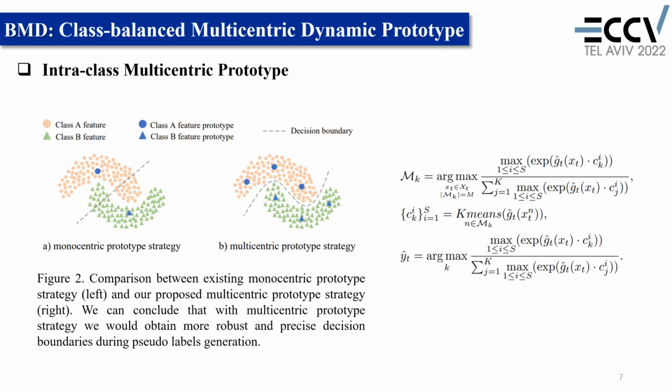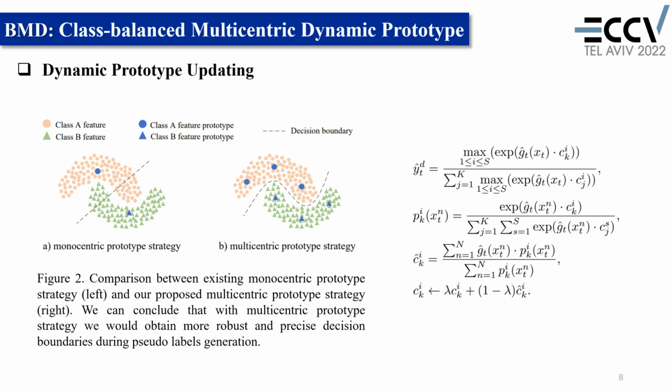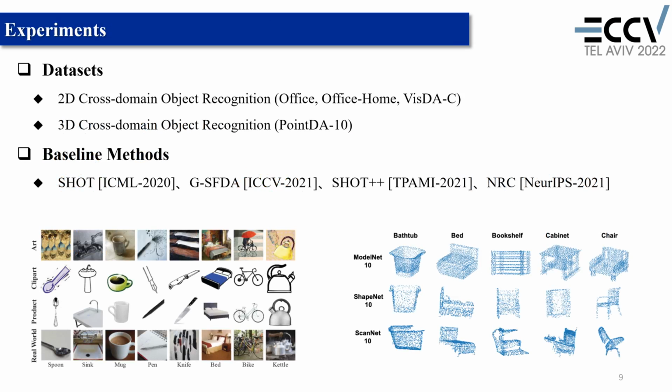Due to the domain shift, we found that a coarse monocentric feature prototype may not effectively represent those ambiguous data. Thus, we designed an intraclass multicentric prototype strategy to obtain more precise pseudo labels. Existing strategies update the pseudo label at a fixed training period, which may not effectively utilize the model adaptation information. Therefore, we further explored an EMA-based dynamic pseudo labeling strategy.